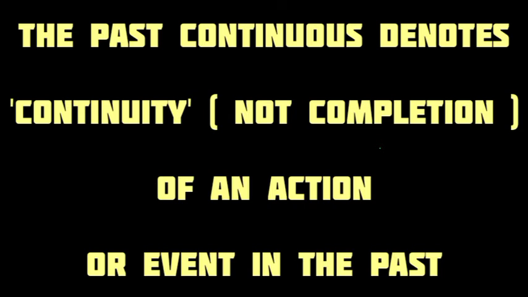In other words, if a verb is in past continuous tense, we understand that the action denoted in the verb was in progress or was in continuity at some time in the past. So remember that the past continuous tense does not show the completion of the past activity or how long the action continued in the past. It just shows that at a particular point of time in the past, the action was in progress.